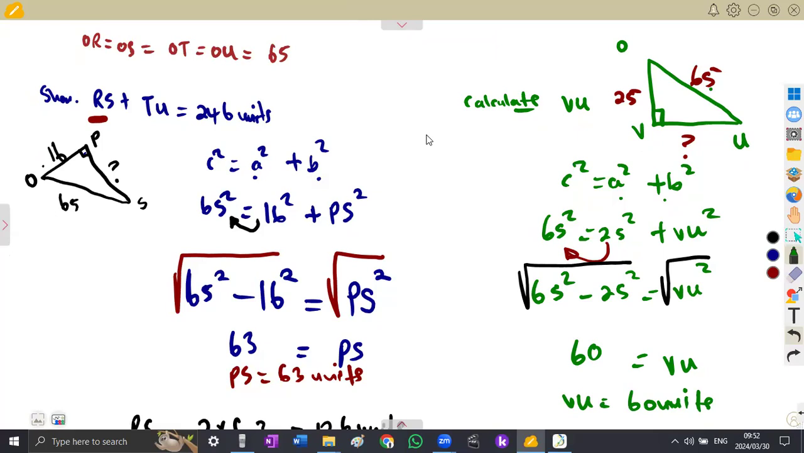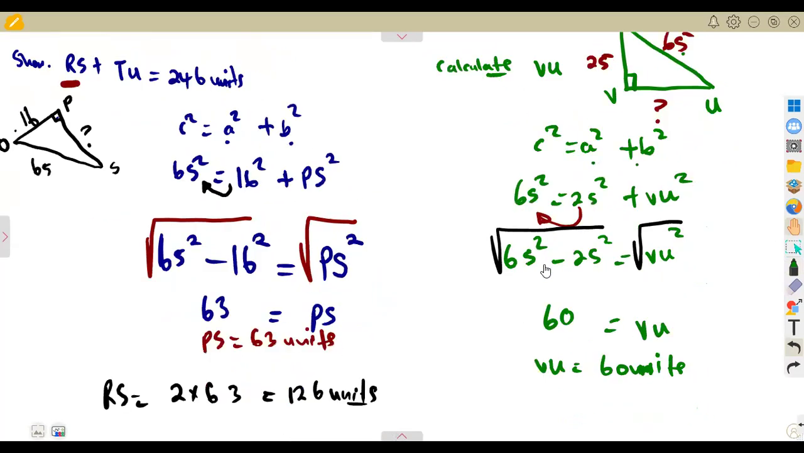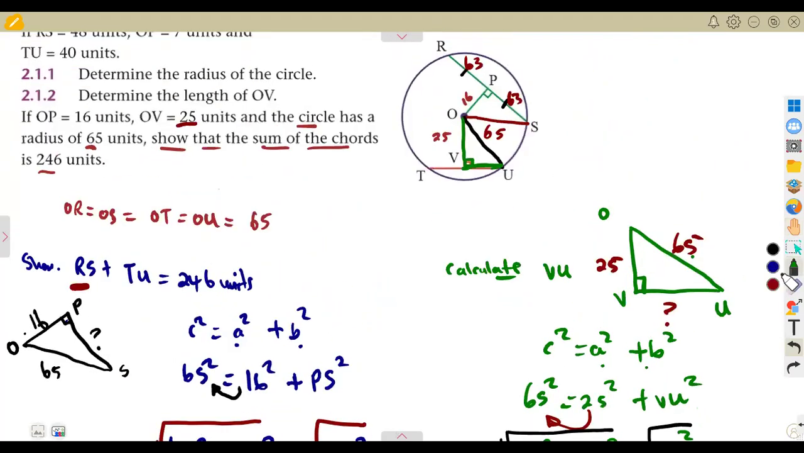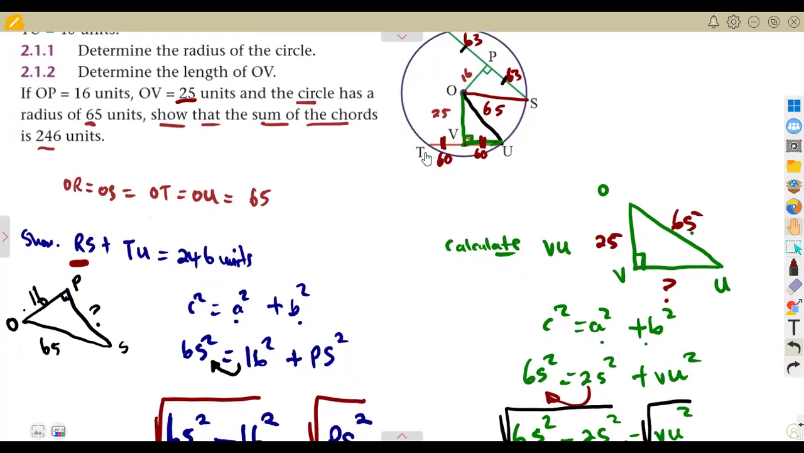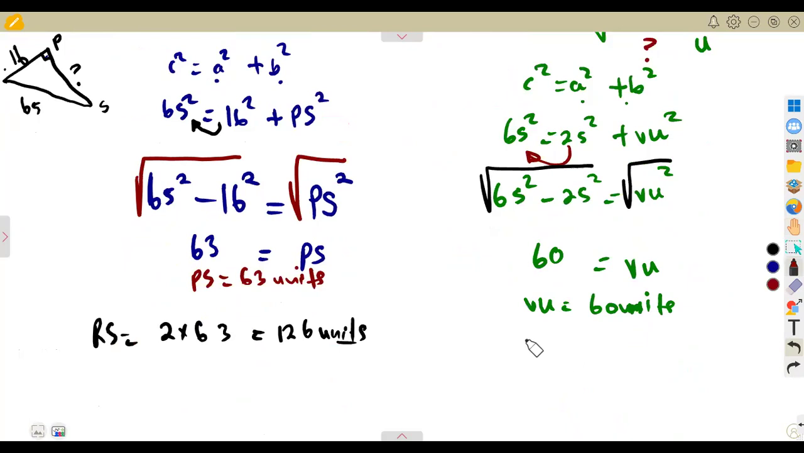All right. So with the same simplification, VU, from V to U, this one is 60. And also remember, I said these two are equal, from V to U and from V to T. A line drawn from the center perpendicular to the chord bisects the chord, divides the chord into 2 equal parts. So it also means this is 60. So that's why we've got TU in that case. TU is going to be 60 times 2, or 60 plus 60. So therefore, our TU at the end is 2 times 60 units, which is 120 units.